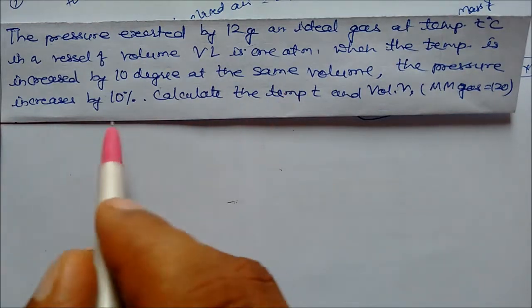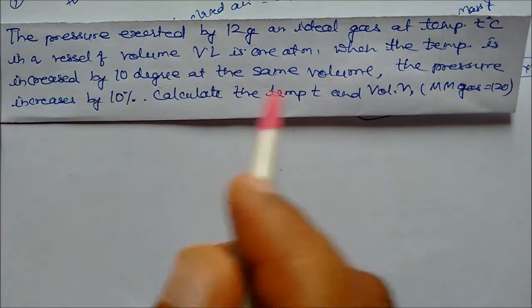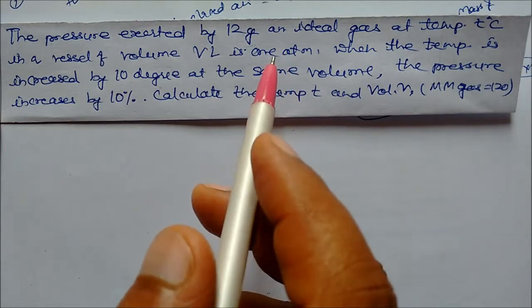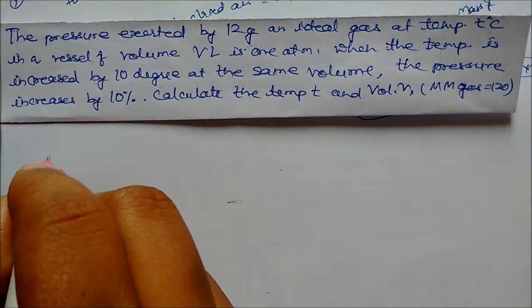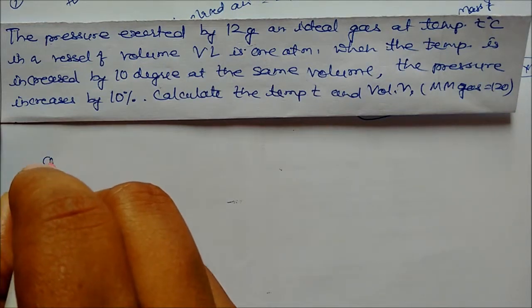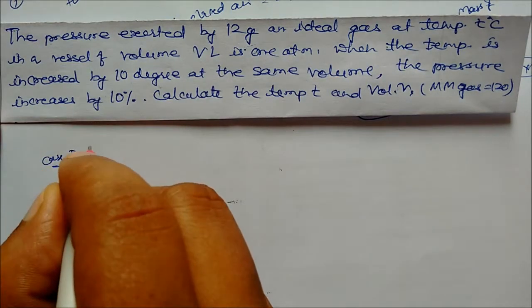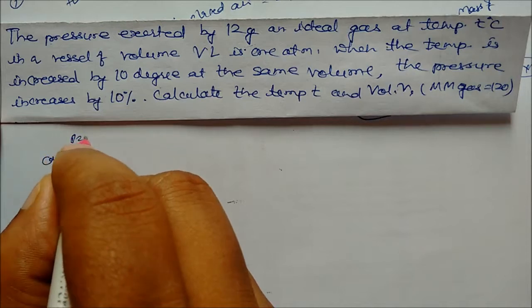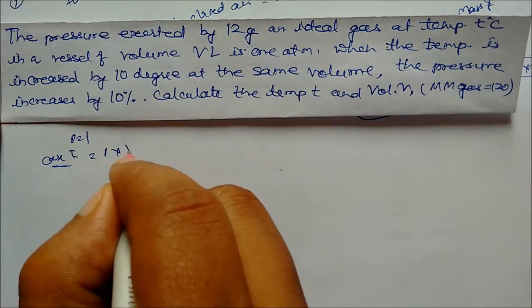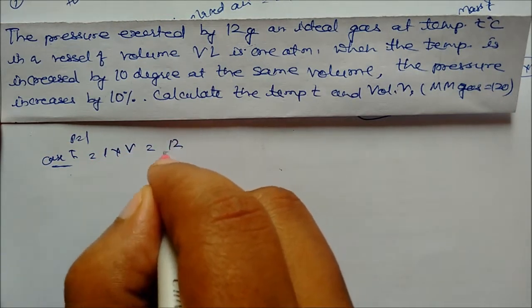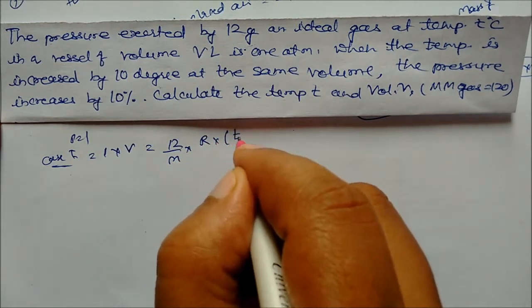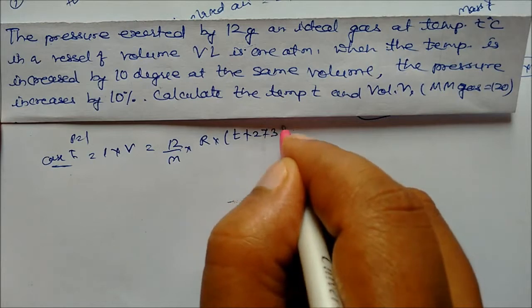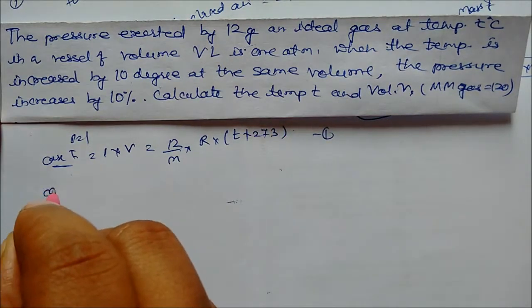So here we will take two cases. One case is this one, pressure P1 atmospheric pressure. The second case is when the pressure is increased by 10%. So case 1. What is pressure 1? The pressure is 1 atmosphere. So 1 into volume V, which we have to find out, equals 12 by molar mass, into R, and the temperature is T plus 273 Kelvin. This is case number 1.